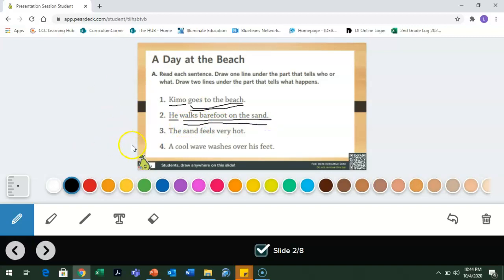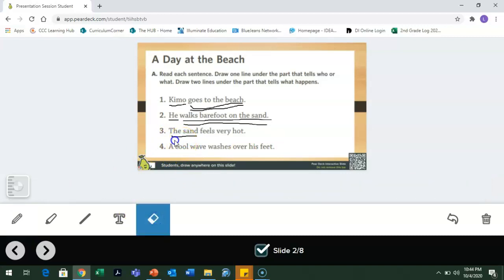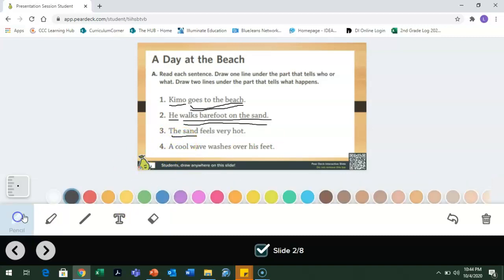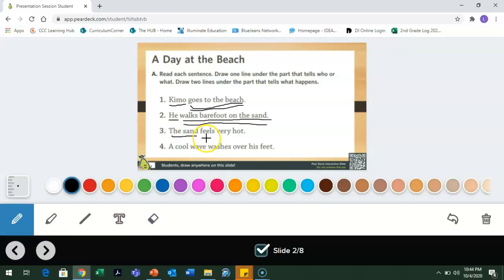Now let's go to sentence number 3. The sand feels very hot. Who? Remember, that's the subject. Get ready. Yes, the sand. Let's look for the predicate. Yes, what is the sand doing? Yes, it's feeling very hot. So I make 2 lines.